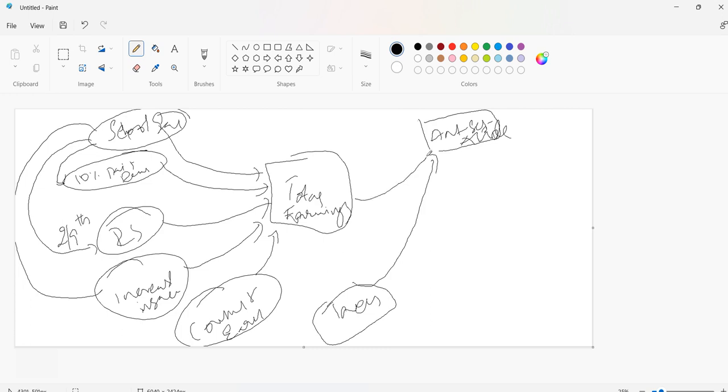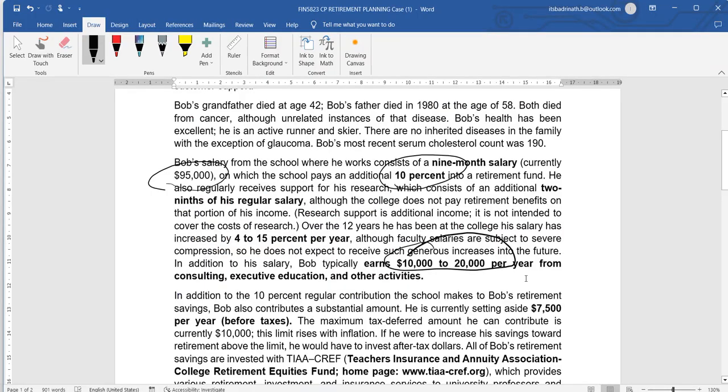So we need to have total earnings, and again we will be having total expenses. Taxes and total expenses, being personal also, are involved in calculating the total amount that is set aside. This is one of the important calculations that we will perform. If he increased his savings towards retirement above the limit, he would have to invest after-tax dollars.